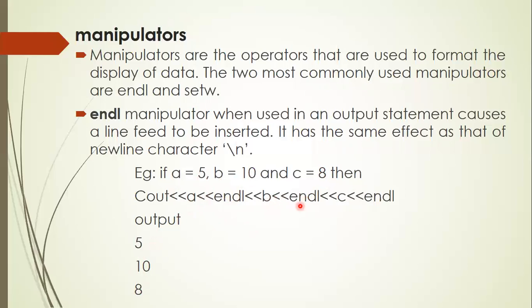Again, manipulator endl, go to the next line. Then display the value of C, 8 is printed. Once again, you use one more endl, and the next output statement starts from the next line. So in whichever place you use the ENDL manipulator, the cursor goes to the next line. I think you understood the purpose of ENDL. ENDL is to insert the new line, so it's also called a line feed.